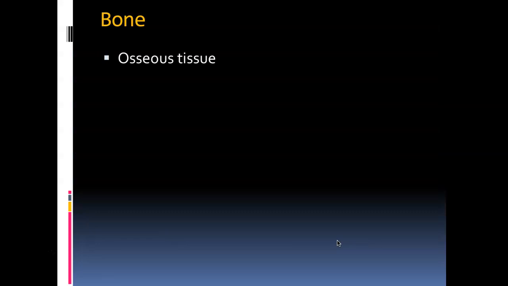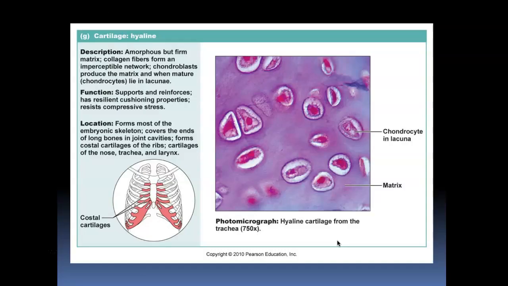All right, next type of tissue. This is connective tissue still. So remember, we went through dense and loose. Then we talked about cartilage. Now we're talking about bone, then we're going to talk about blood. So these are all the connective tissues.